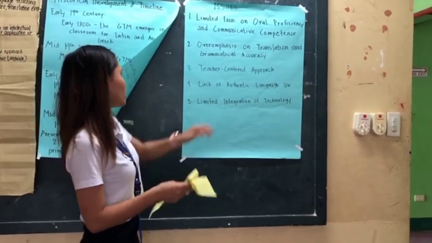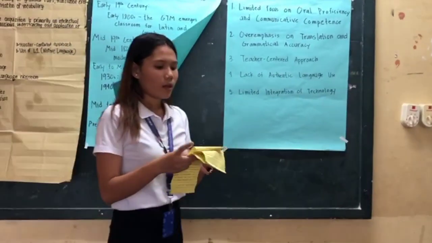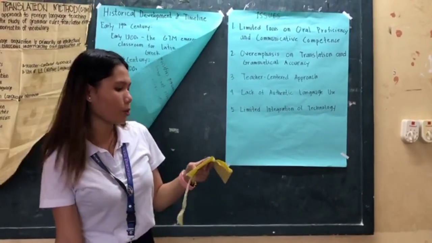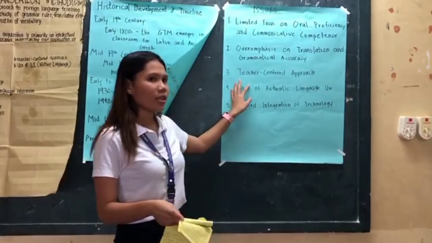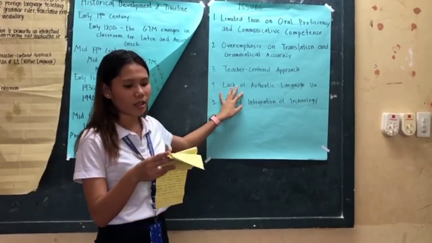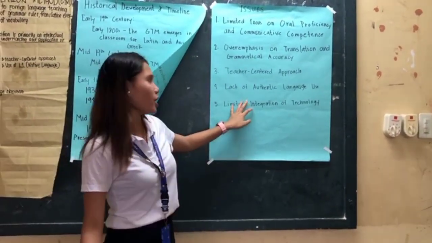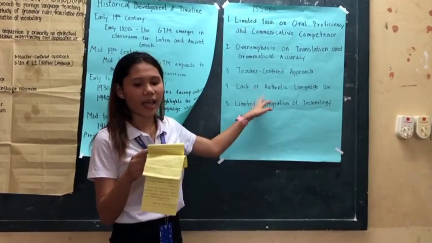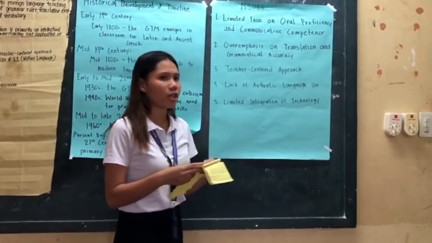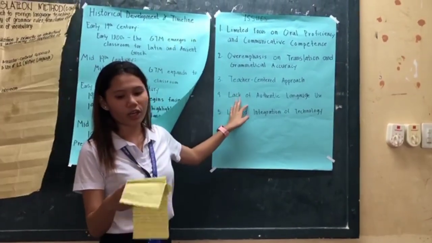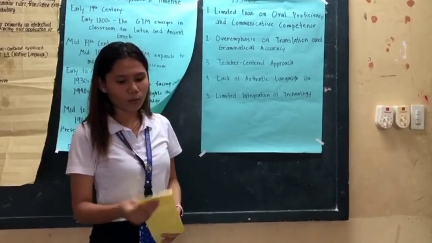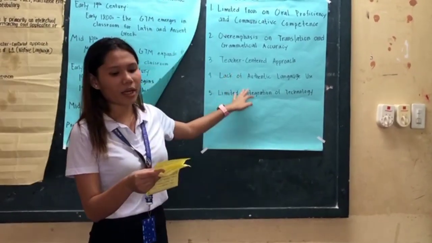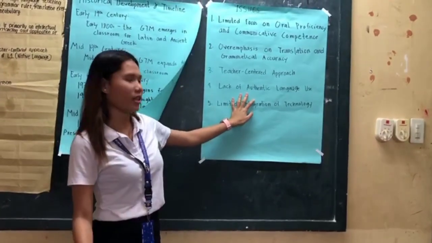And then the third issue is the teacher-centered approach. Grammar Translation Method, or GTM, often adopts a teacher-centered approach, limiting learners' autonomy and active participation. The GTM's emphasis on grammar rules, translation exercises, and teacher-led explanation suggests a teacher-centered approach. This contrasts with more learner-centered approaches like CLT, which prioritizes interaction and active language use.